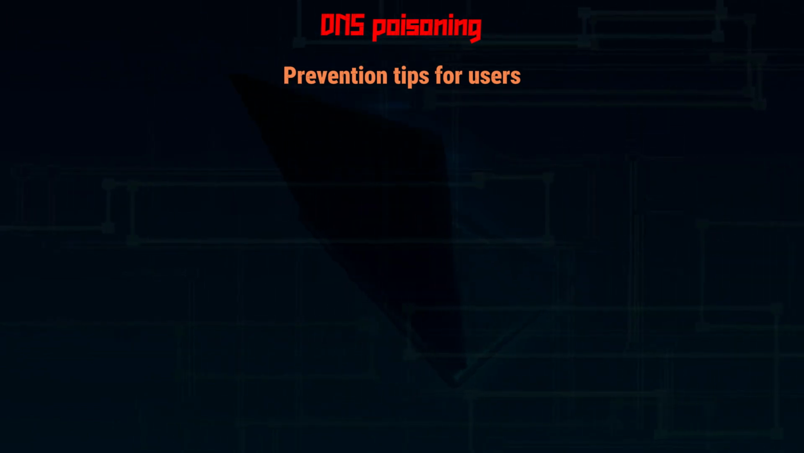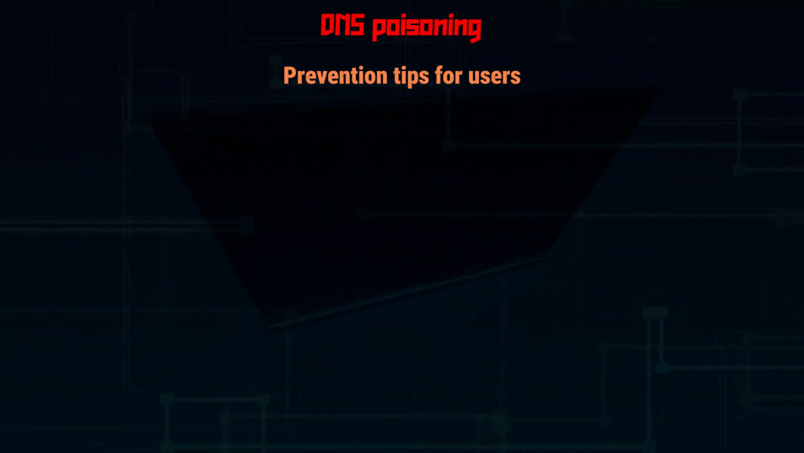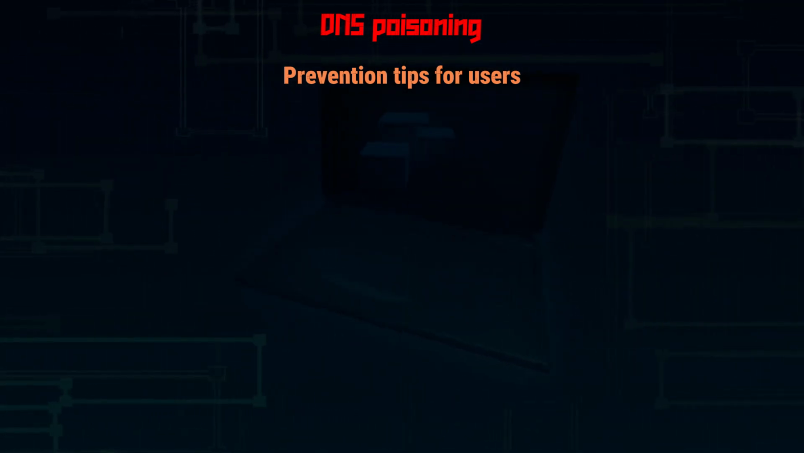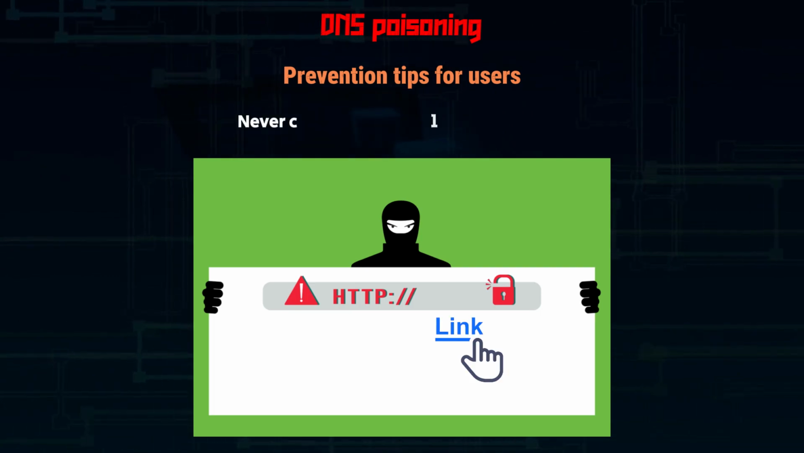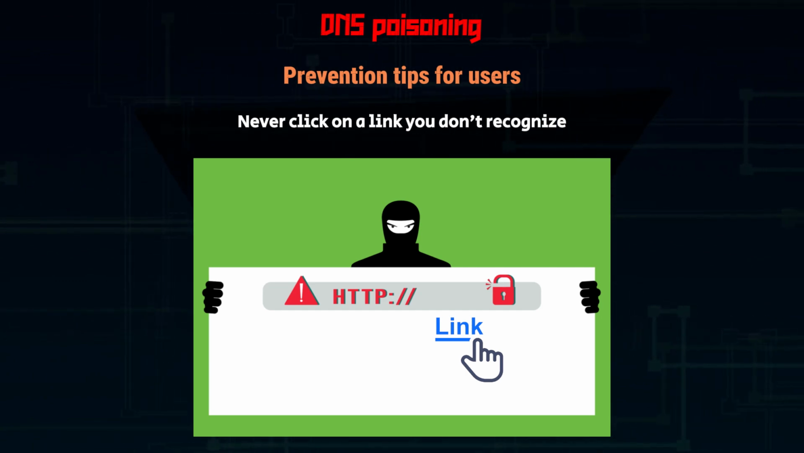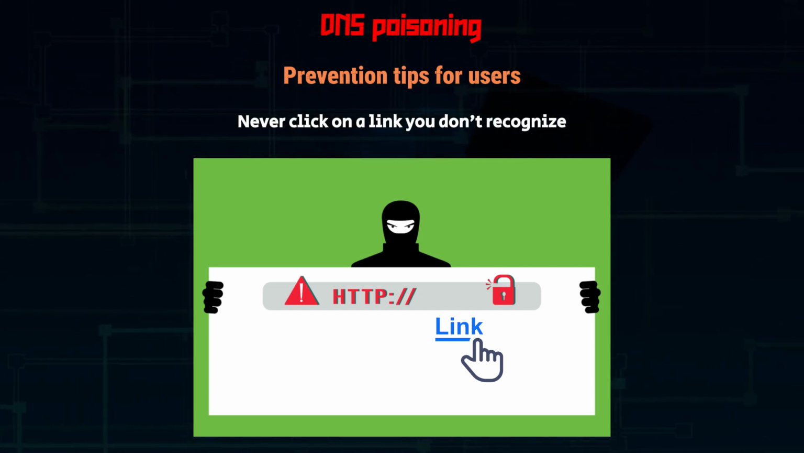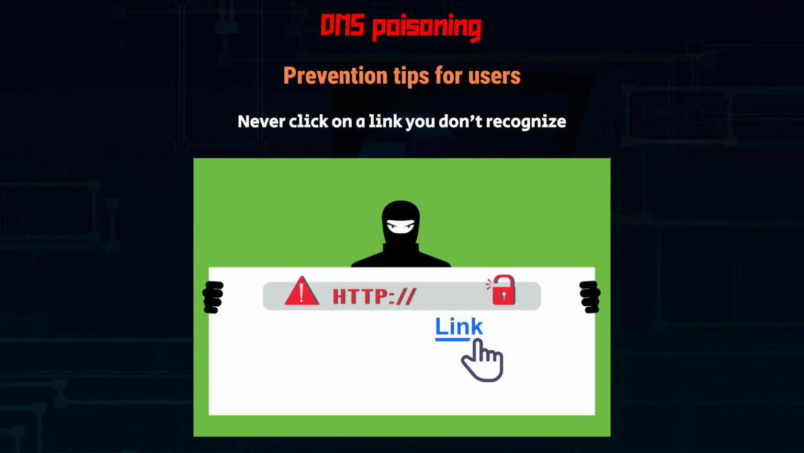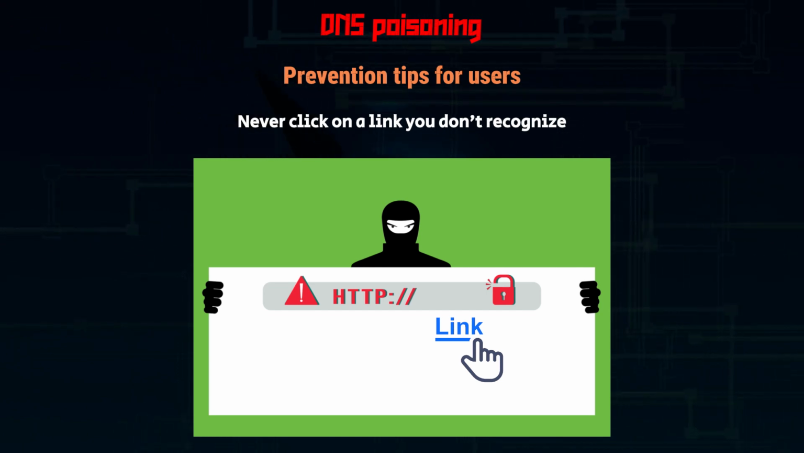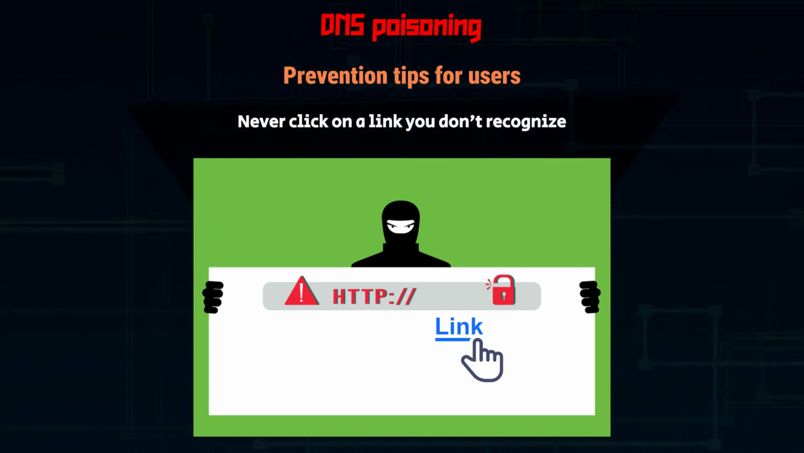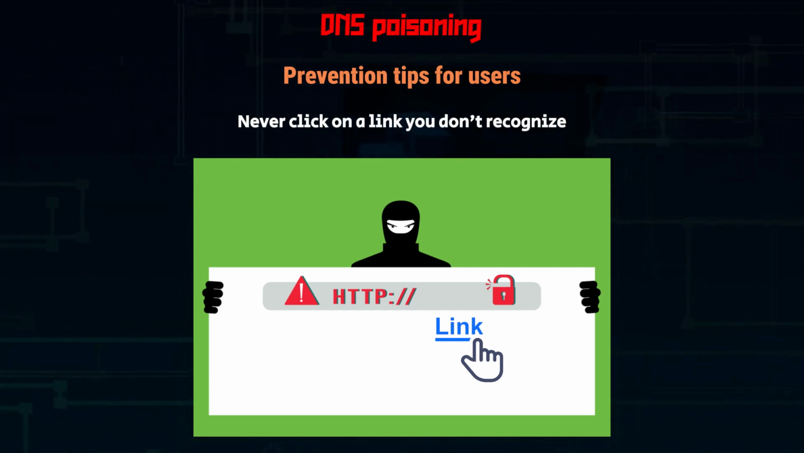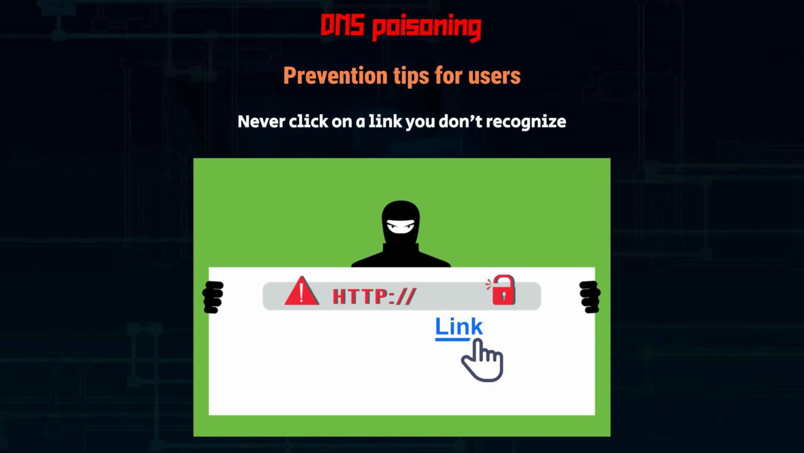Prevention tips for users. Users are particularly vulnerable to these kinds of threats. To avoid being a victim of a DNS poisoning attack, you should follow these simple tips. Never click on a link you don't recognize. This includes email, text messages, or links in social media. Tools that shorten URLs can further mask link destinations, so avoid those as much as possible. To be especially safe, always opt to manually enter a URL into your address bar, but only do so after you've confirmed that it is official and legitimate.